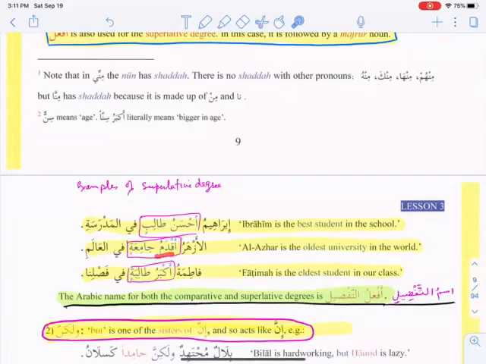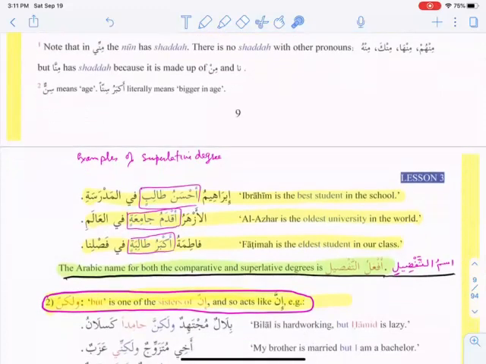Akdamu, Akdamu Jamiatin. Akdamu means the oldest. So Al-Azharu is mubtada, Akdamu is khabar, wahuwa mudaf. Jamiatin is mudaf ilayhi. Fil alam is jar majrur. Now we come to the third sentence.